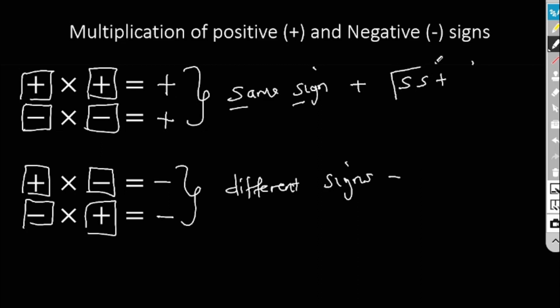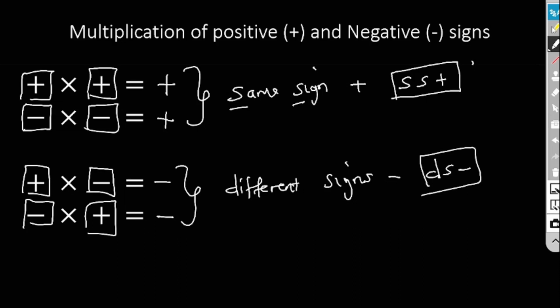So same sign multiplied will give you a positive product. And when you have D for different, S for sign, when you multiply them, they always give you a negative sign. So you can say DS equals a negative sign. It's going to be a very essential concept that you can use to remind yourself.